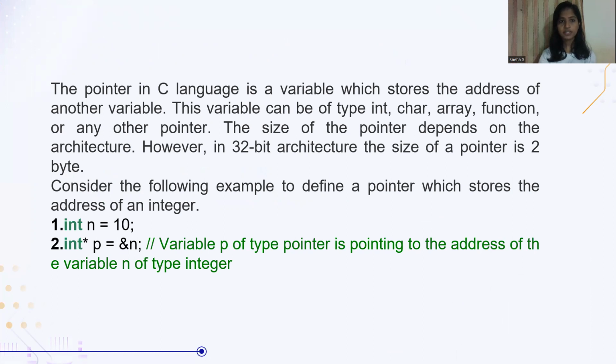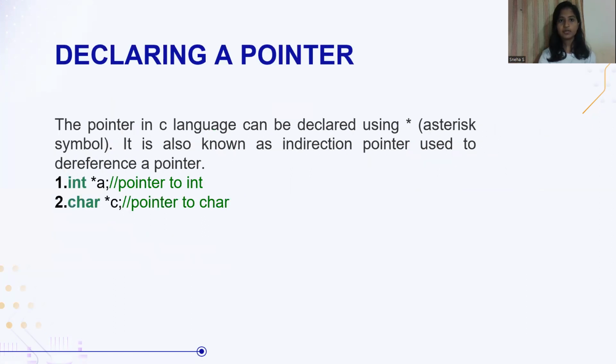The size of the pointer depends on the architecture. However, in 32-bit architecture, the size of a pointer is 2 bytes. Here is an example where int n is equal to 10 and int asterisk p is equal to &n. The pointer variable p is pointing to the address of the variable n of type integer. We'll be seeing how we actually come to know where a pointer is. This is how we declare a pointer.